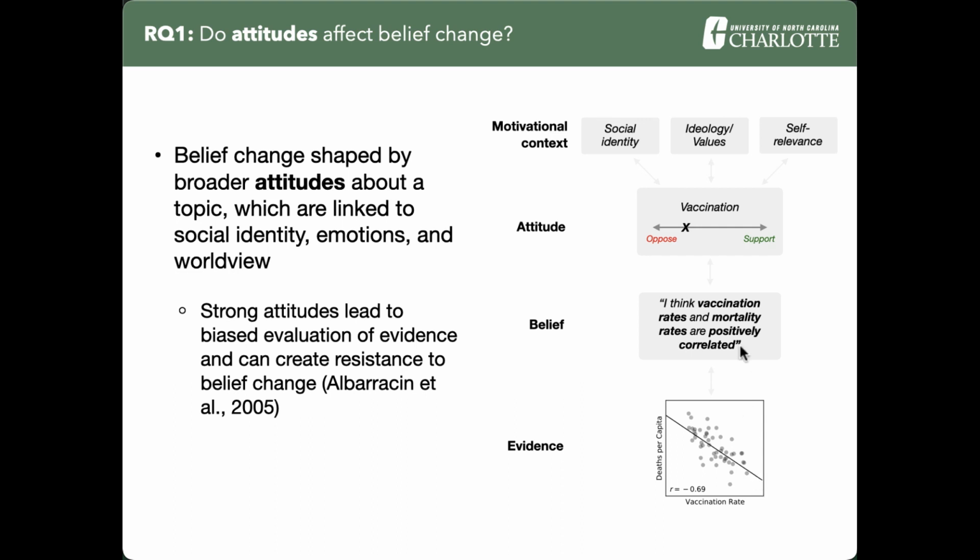But thinking beyond that specific belief, people also have broader attitudes. An attitude represents more of a holistic evaluation about a topic, for example, being anti-vaccination. And importantly, these attitudes aren't just based in empirical evidence. They're also linked to personal values, social identities, and other motivational factors that influence how you see the world and which shape your beliefs. So our first research question was aimed at trying to understand this influence of existing attitudes on how people learn from data visualizations.